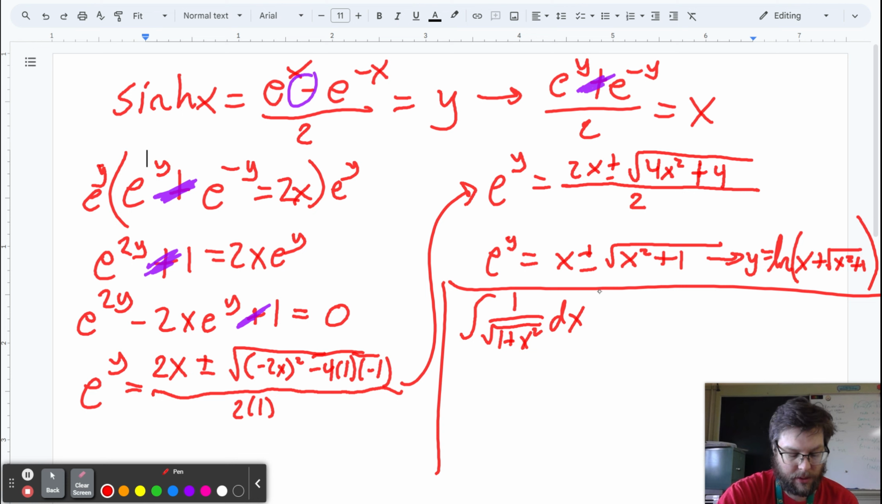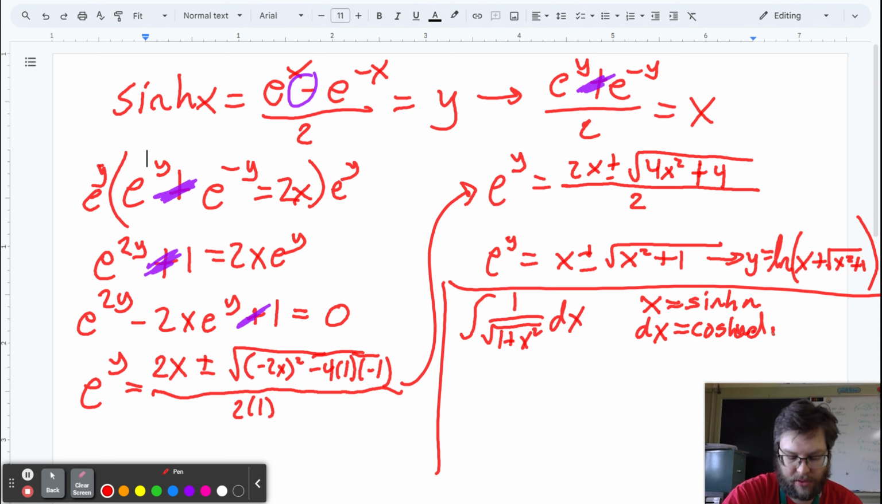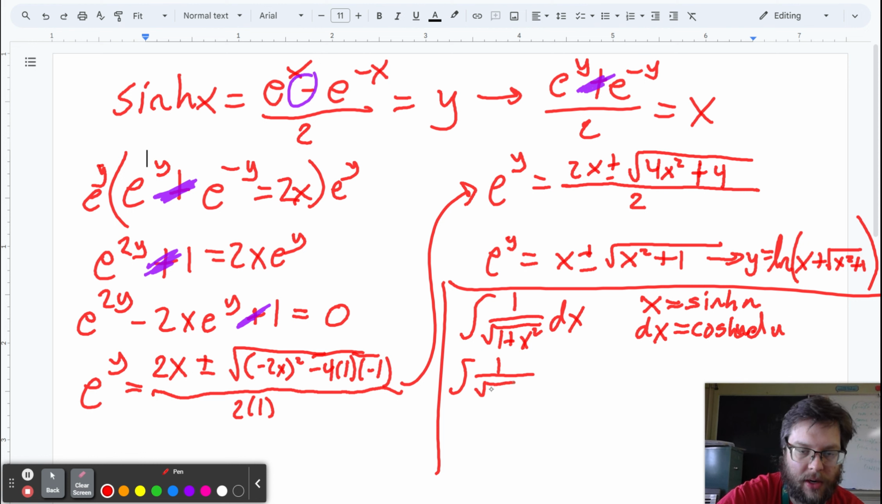What we can do is make a substitution. Let's make a substitution where we say x is sinh of u. So then I know that dx is the derivative of sinh, which is cosh of u du. The other thing I know is that if I do the square root of 1 plus sinh squared x, I can rewrite that in terms of cosh x, because we had that nice little identity.